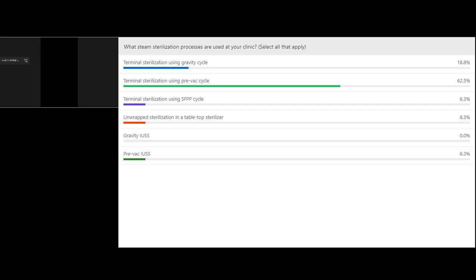As soon as you open that sterilizer door and remove the item, it becomes potentially contaminated, so you wouldn't want to use that device as a critical item. And then in terms of pre-vacuum, good to see that people are indeed using pre-vac.